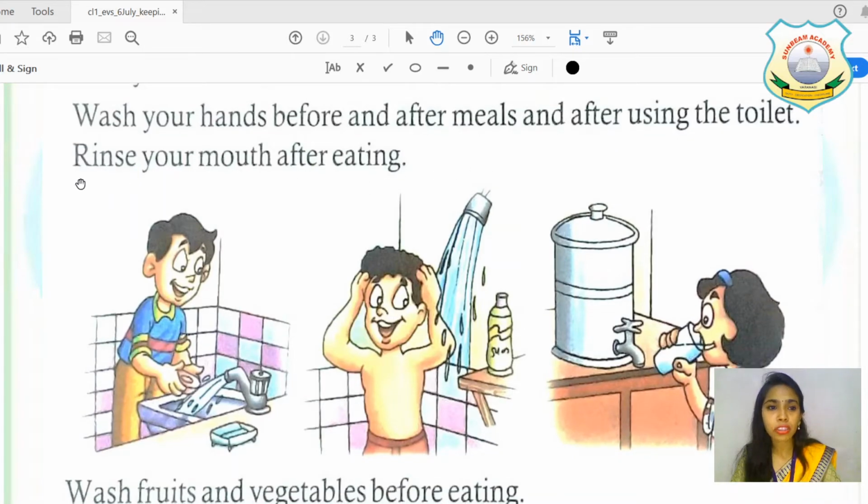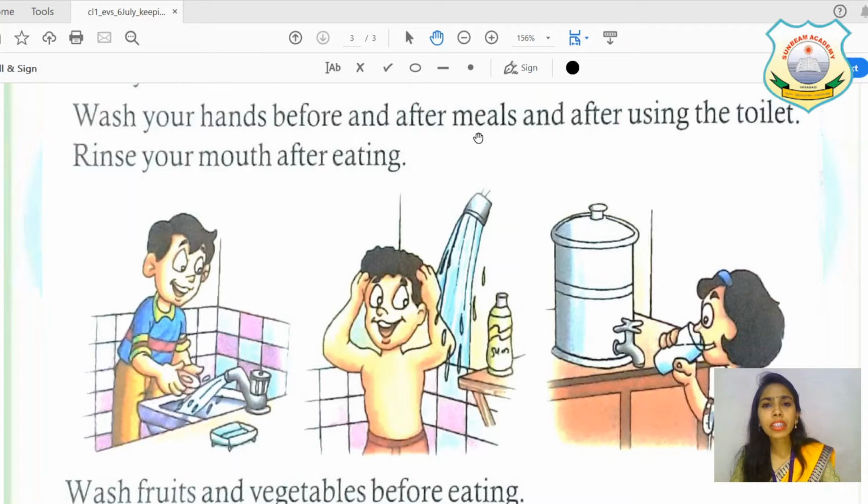Now the next point is wash your hands before and after meals and after using the toilet. Yes, nowadays you must be hearing, watching on television, everybody is saying everywhere that you should wash your hands for 20 seconds. Why? Because washing the hands helps us to keep our hands neat and clean.